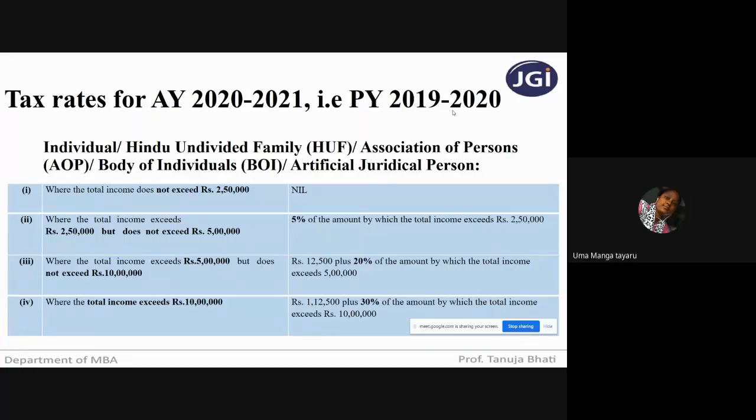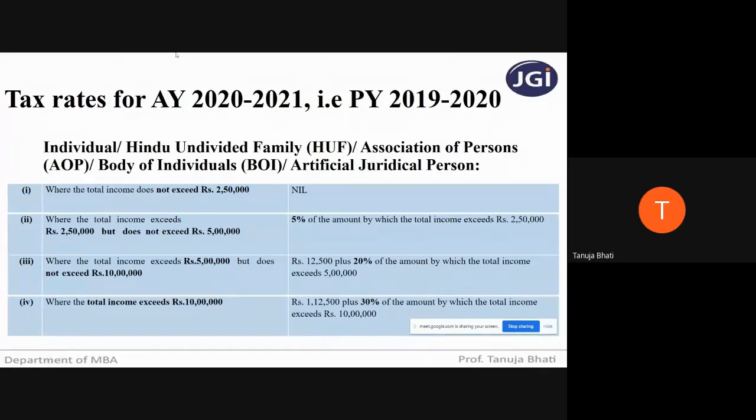It will be applicable from April 2020. Very good, correct. When this becomes the previous year 2020-2021, the assessment year will be 2021-2022, and it will be applicable at that time.